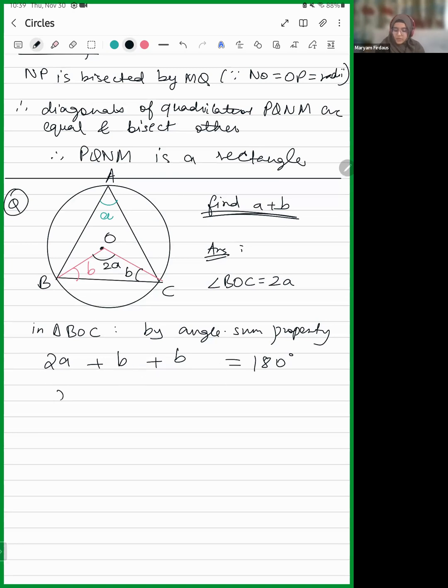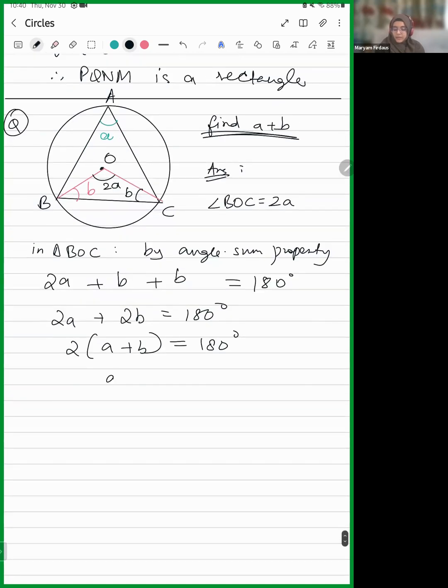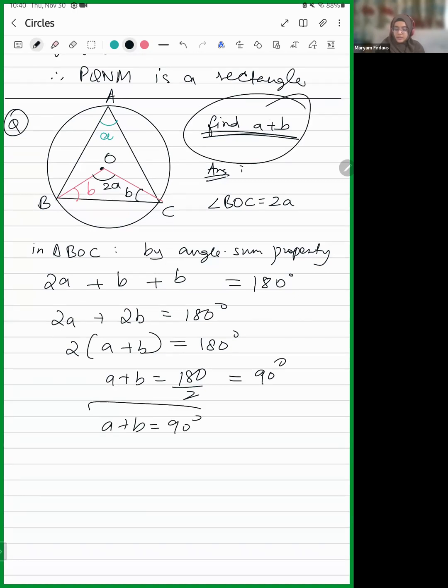So what does this become? 2A is 2A, and B plus B is 2B. Good. So 2A plus 2B. So take 2 as common. 2 times (A plus B) is 180. Then A plus B is equal to 180 by 2, and that is A plus B is equal to 90 degrees. Very good. So they had asked you to find A plus B. So A plus B is 90 degrees.